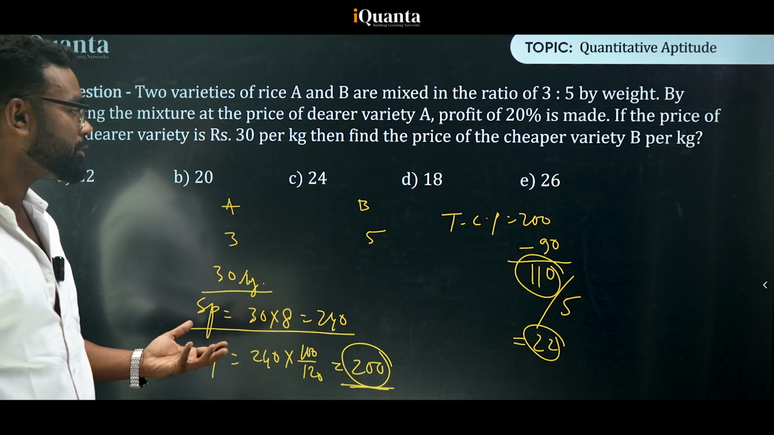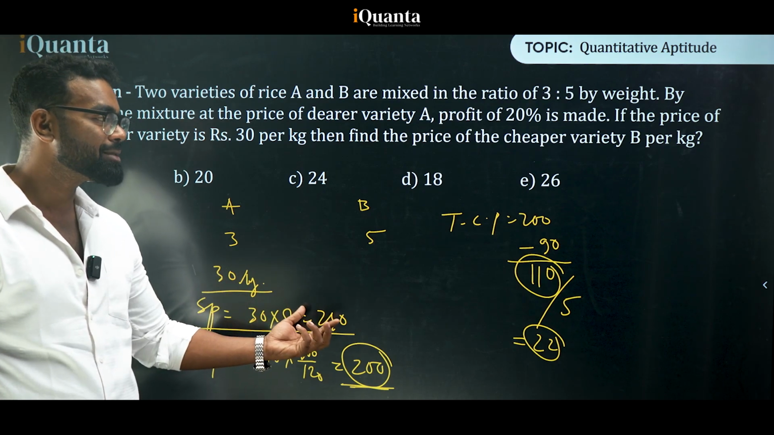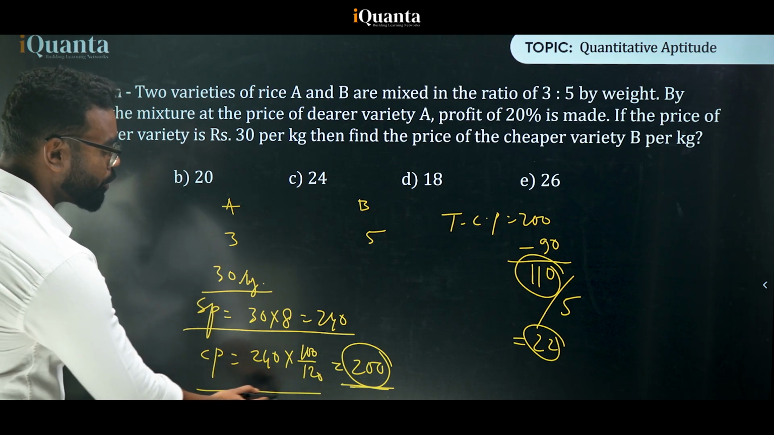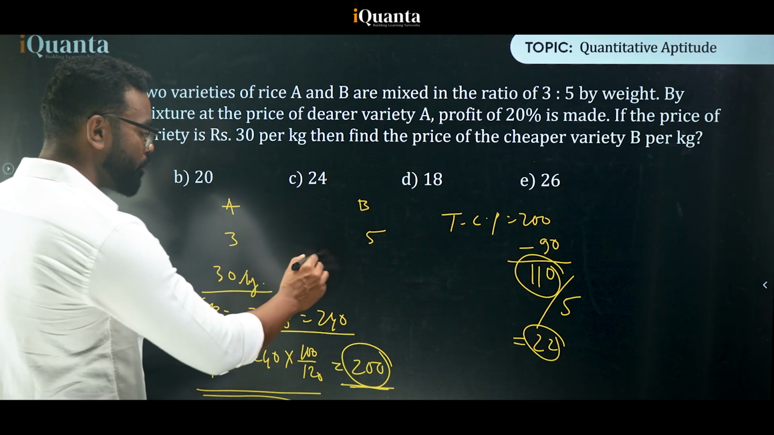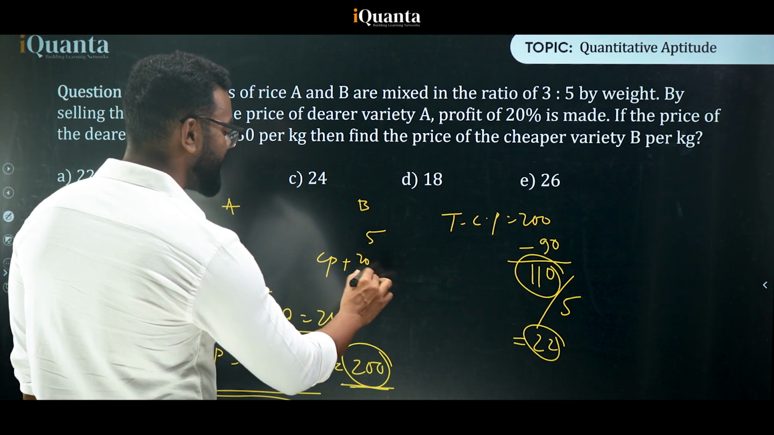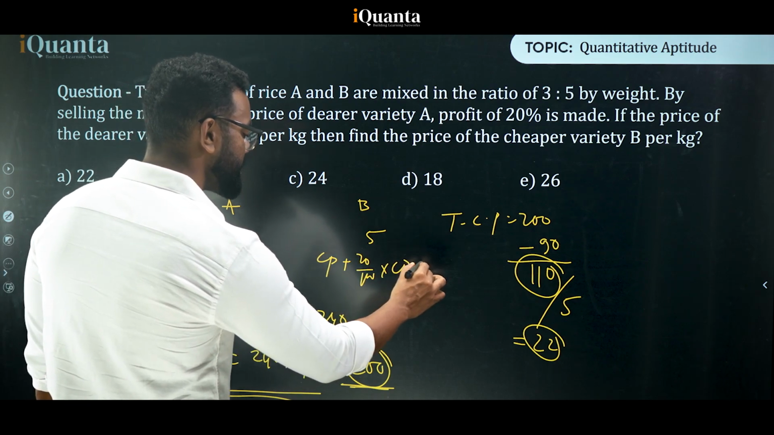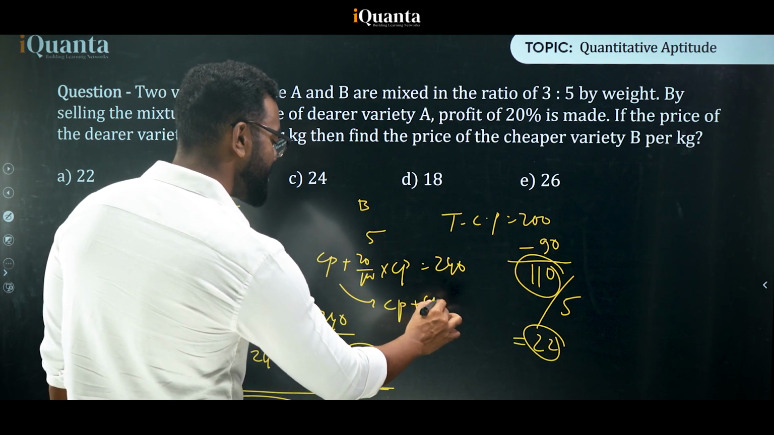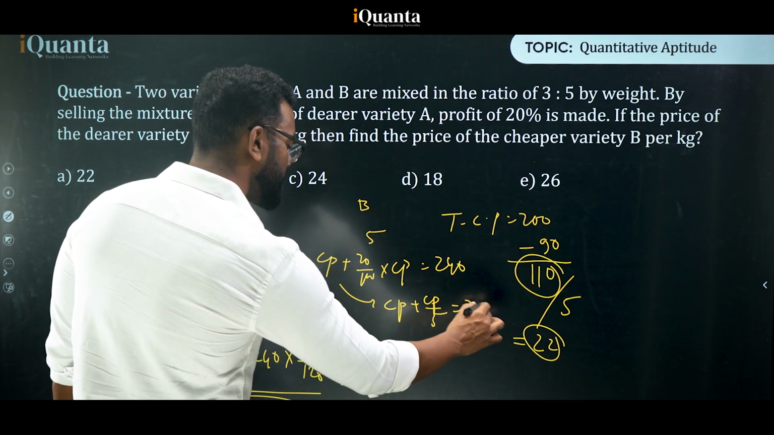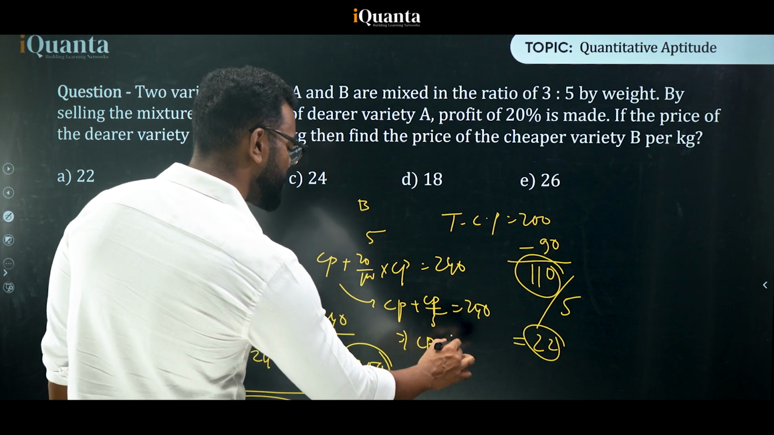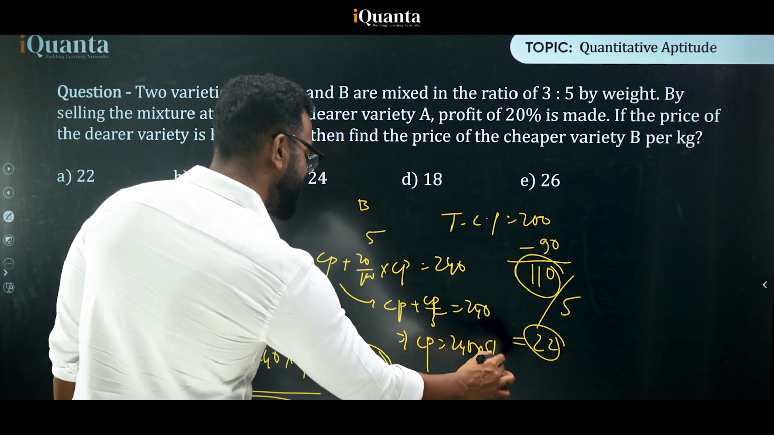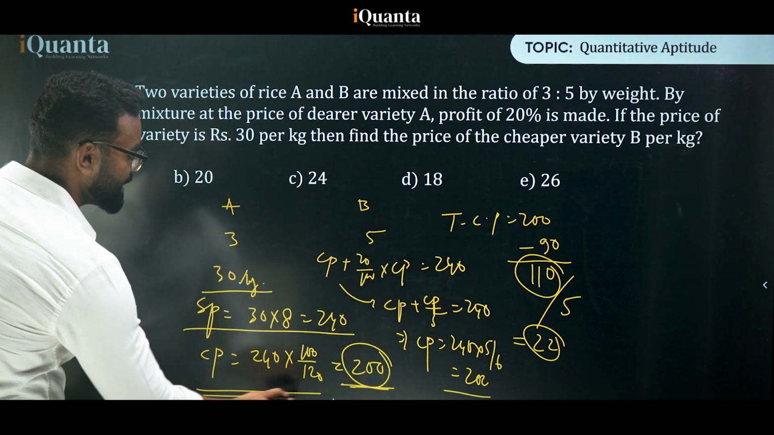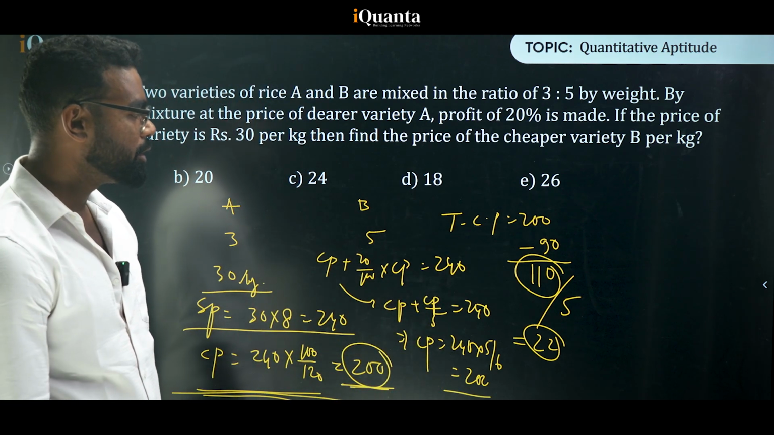Now you have seen how I solved this question. First I find the selling price. From the selling price I find the cost price. Now if you are finding difficulty finding the cost price in this way, you can also think of cost price plus 20 by 100 into cost price equal to selling price 240. If you solve this, you get CP plus CP by 5 equal to 240, and I can find CP equal to 240 into 5 by 6, which is 200. In this way also you can find it, but this is a much easier and smarter method to solve this question. So what is the cost price?